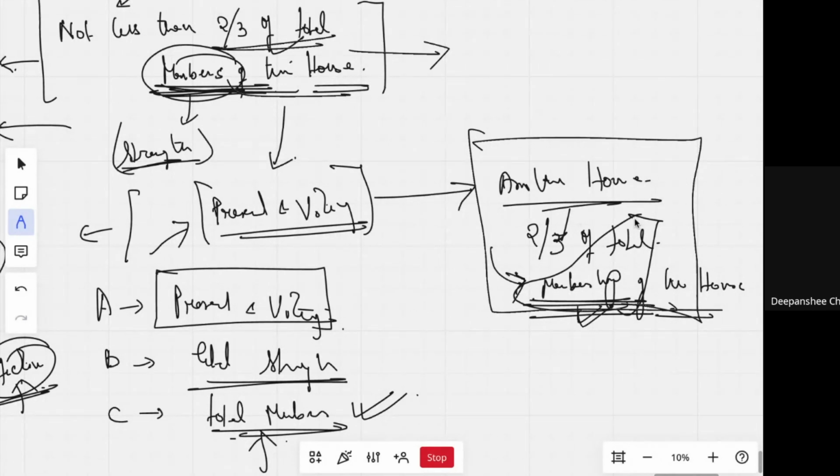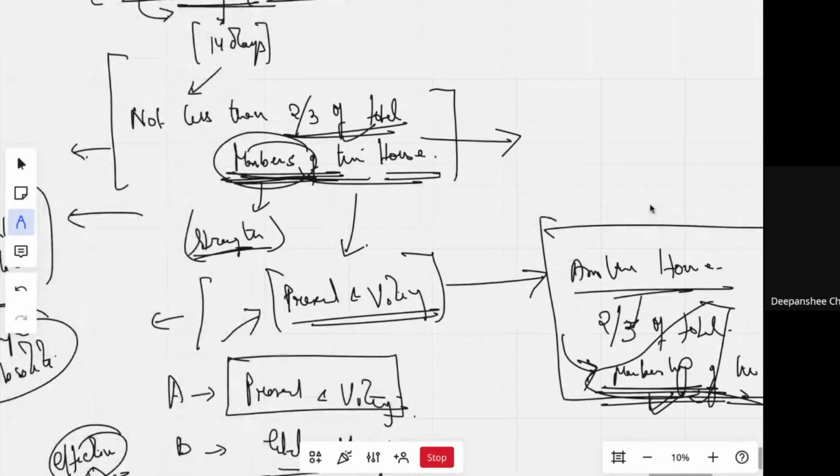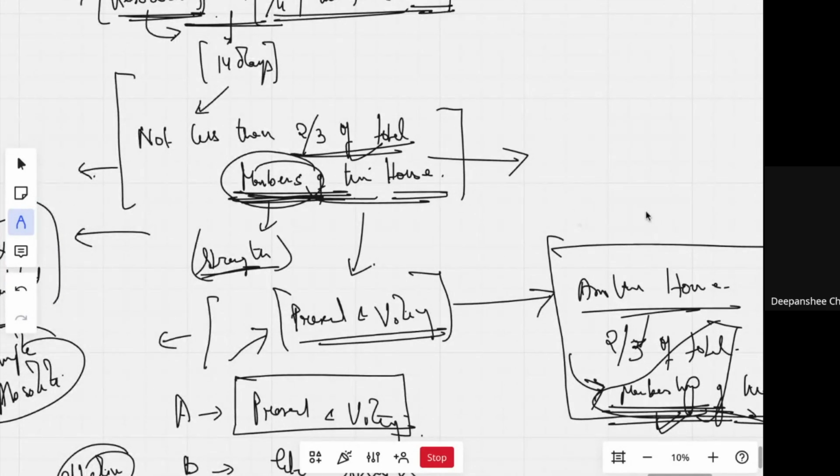Sir, I think in this process, vacant seats are not included. As you are saying that in the vacant seat, the strength is included. When we are talking about total members of the house, full strength is not included.